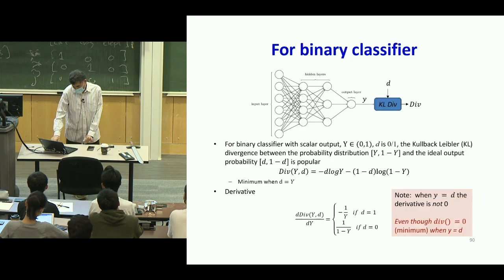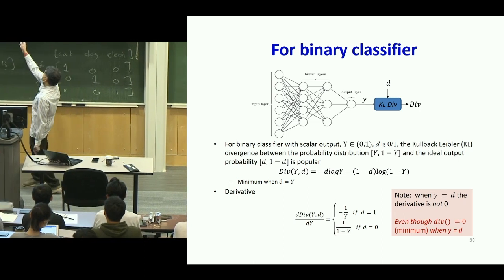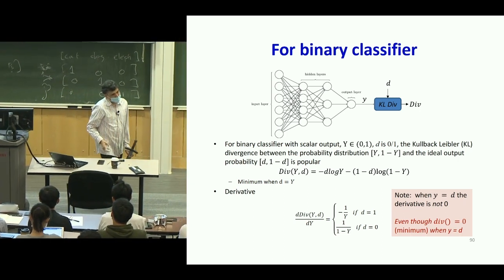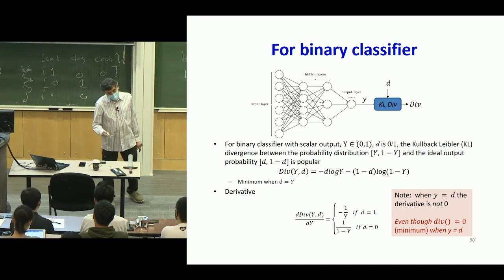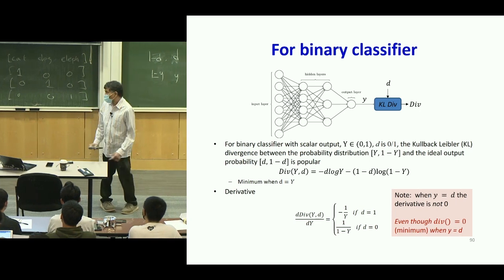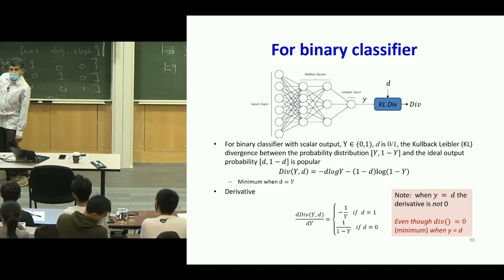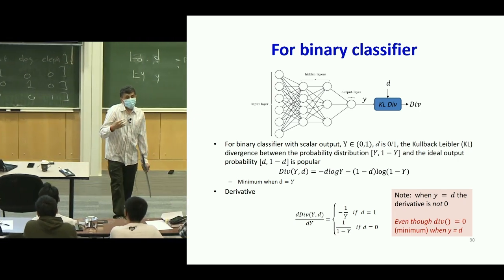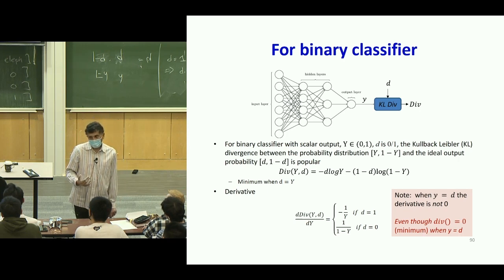So now here is the actual function for the derivative. It's minus 1 over y when the desired output is 1, and it's minus 1 over 1 minus y when the desired output is 0. Now observe something interesting, right? At all points, if the desired output is 1, and the derivative is minus 1 over y, what will gradient descent be encouraging? Will it be asking you to increase y or decrease y?